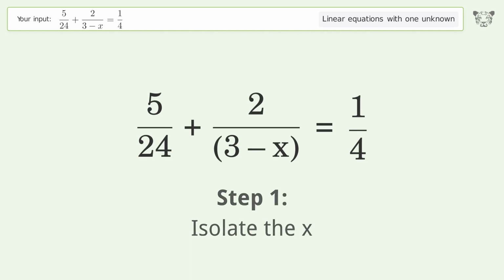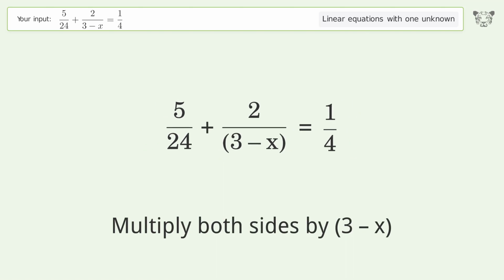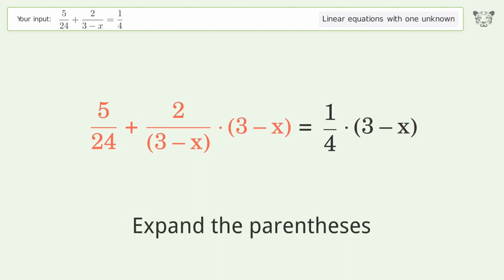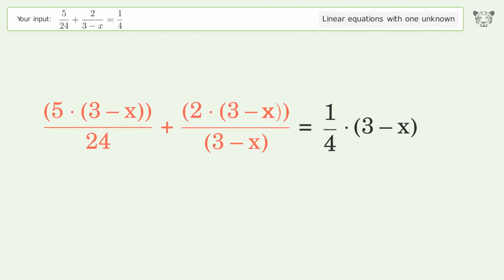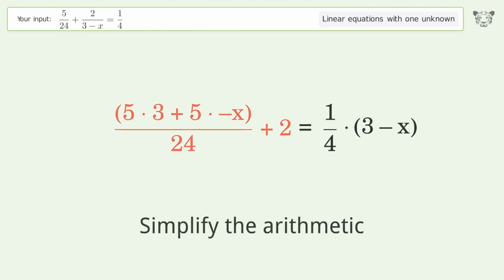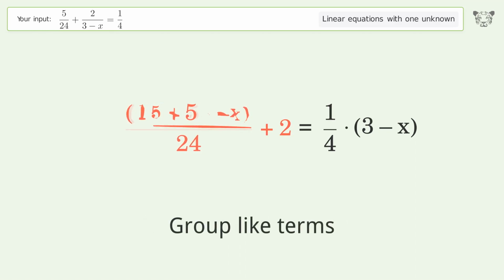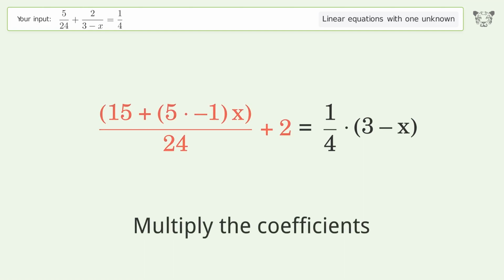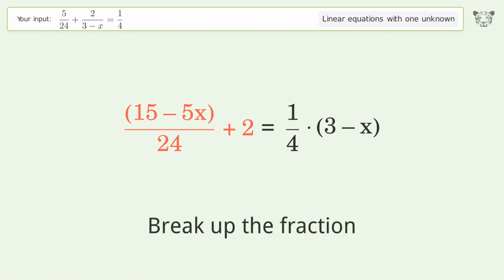Isolate the x. Multiply both sides by 3 minus x. Expand the parentheses. Simplify the arithmetic. Group like terms. Multiply the coefficients. Break up the fraction.